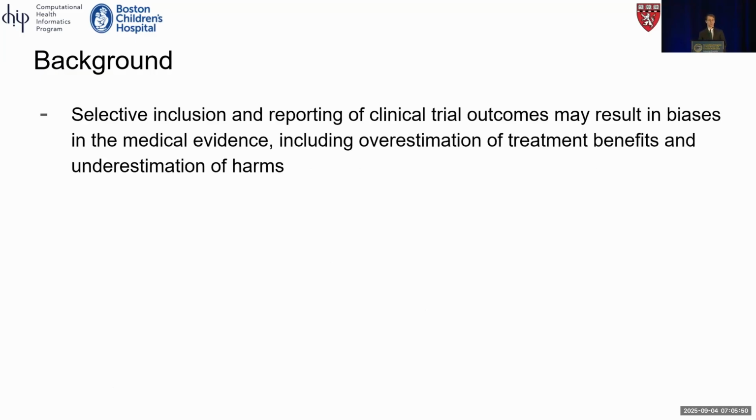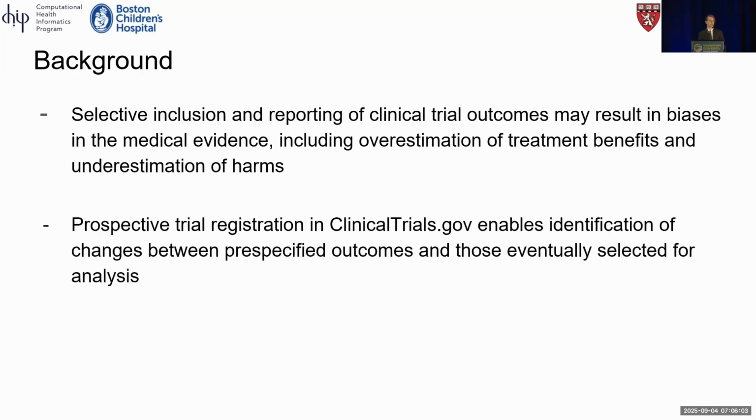So to start off with some background, selective inclusion and selective reporting of clinical trial outcomes can introduce bias, and these biases can lead to treatments that are not as effective as the research suggests, and potentially more harmful as well. So one tool we have to monitor this is ClinicalTrials.gov.